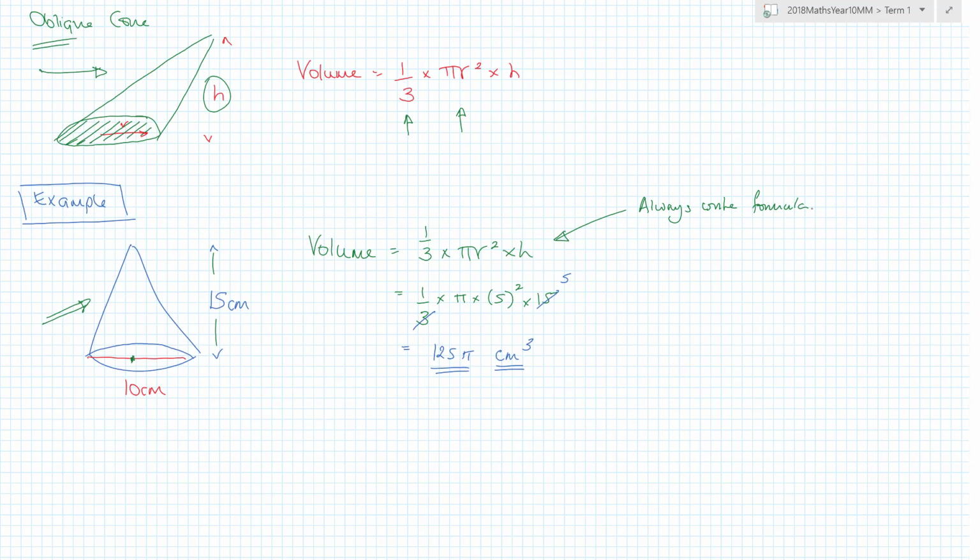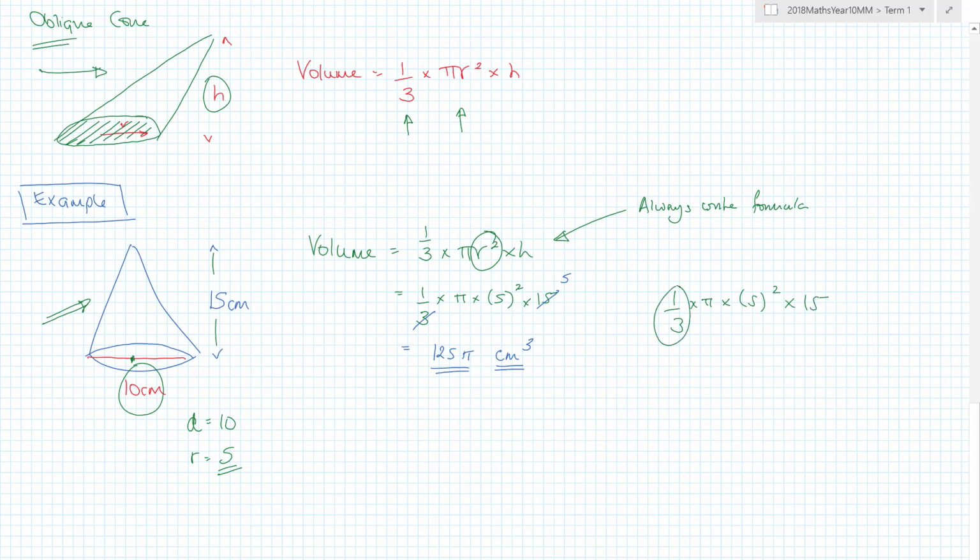And so what do I actually know? I have got 1/3 times pi times the radius squared. Don't be tricked. They gave you the diameter was equal to 10, so the radius was equal to 5, times by my height, and my height was 15. Now you're probably going to say, hold on a moment, what's this slash through the 3? Well, I'll just write it out again. Pi times 5 squared times 15.